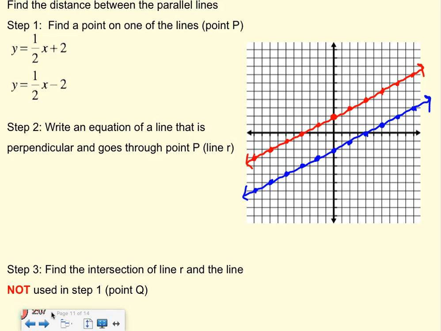On one of your lines and call it point P. Well, the easiest thing to do is what's my y-intercept of this line? Zero what? Zero. Two. So that's what I write. So our point is 0, 2. So that was step one, was finding our point. We're going to call it P.